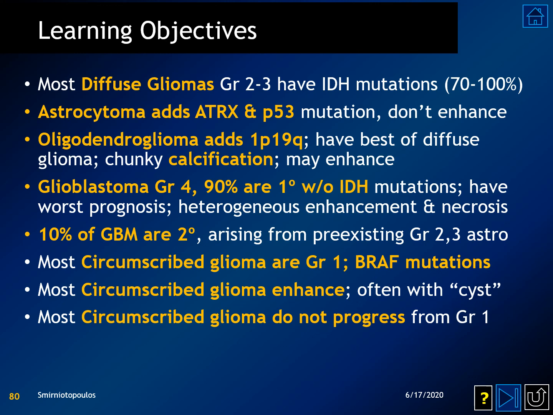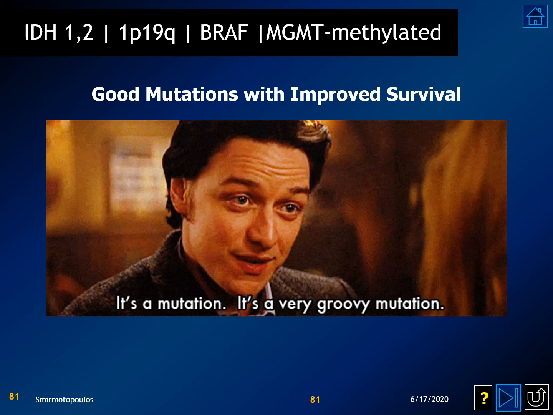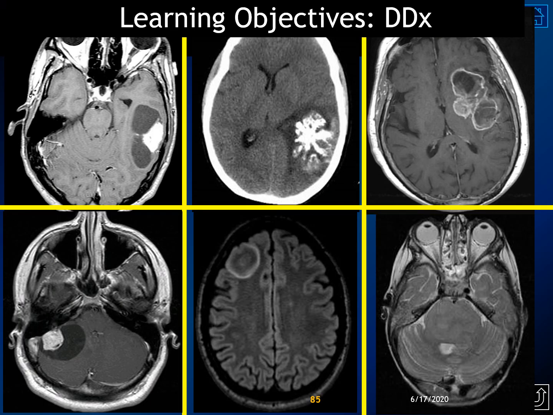They almost always have contrast enhancement, oftentimes with a cyst. And the grade 1 circumscribed tumors don't progress from being a grade 1 tumor into a higher grade lesion. So we should all remember that there are good mutations and there are bad mutations. Let's finish with a couple key points.